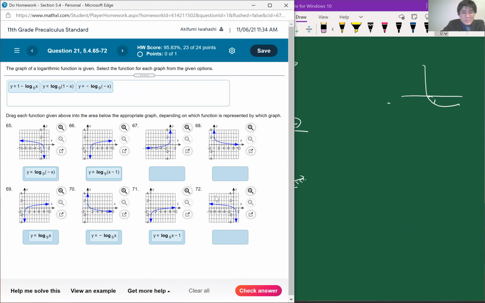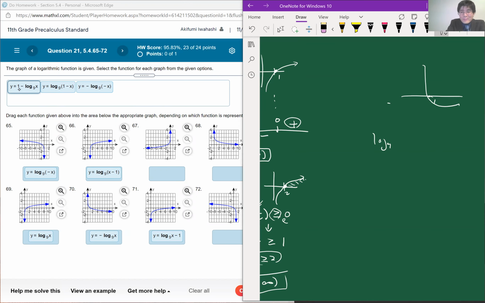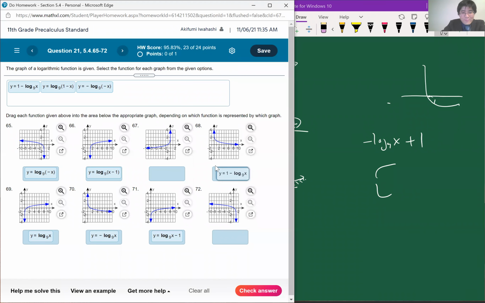Okay, 3 more things to check. This one is similar to number 70, but you are moving 1 upward. So you have a basic log function multiplied by -1 to get this, and you're going to add 1 to move up 1. So 68 should be this one. Okay, 2 more.